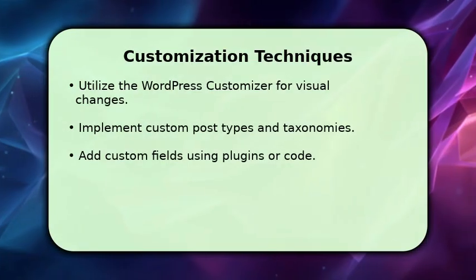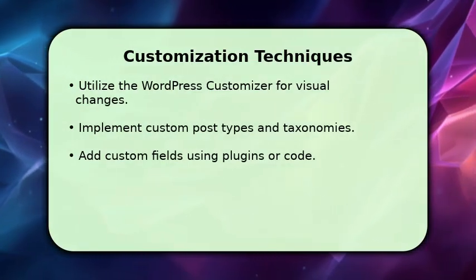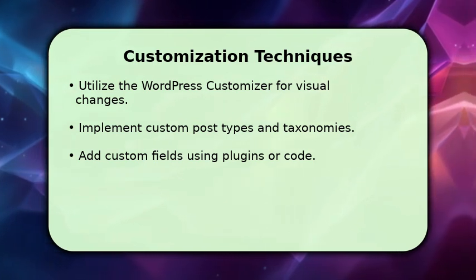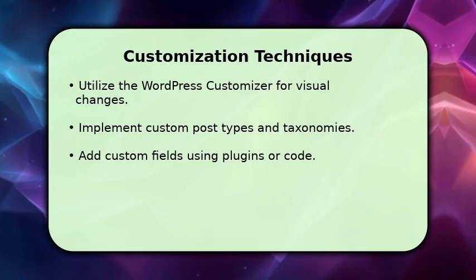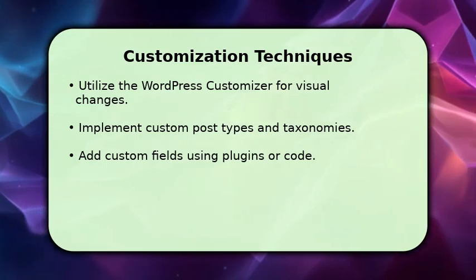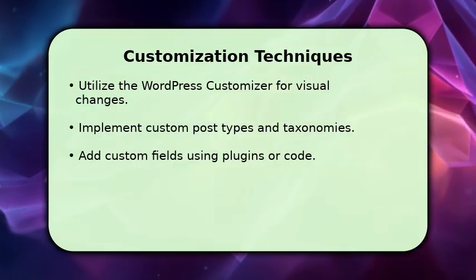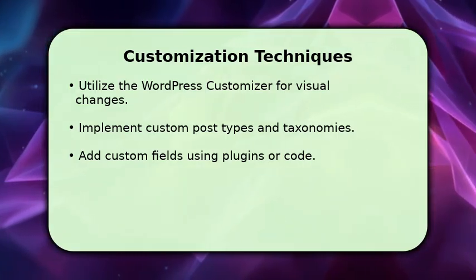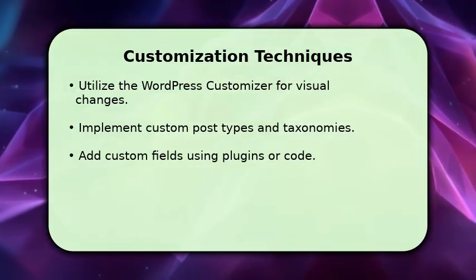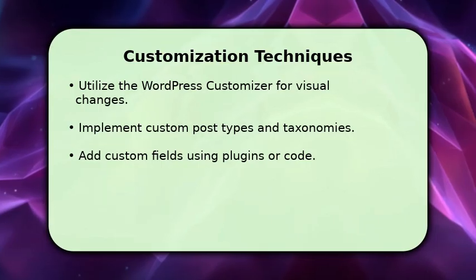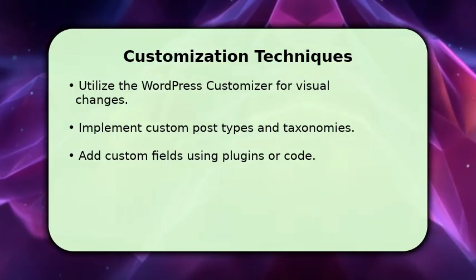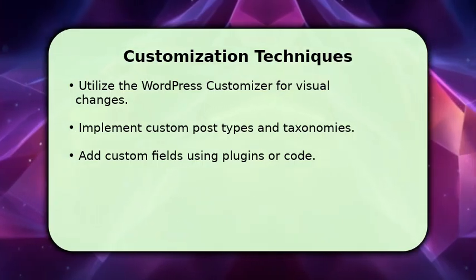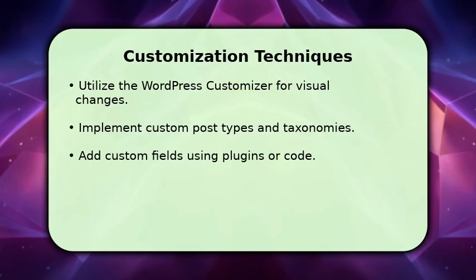Once the core structure is in place, it is time to customize. The WordPress Customizer offers a live preview interface to adjust colors, fonts, and layout settings without touching code. For more advanced content structures, implement custom post types, like portfolio or products, and taxonomies to categorize them. You can also add custom fields to posts and pages, allowing for highly specific data entry and display, enhancing your theme's flexibility and content management capabilities.